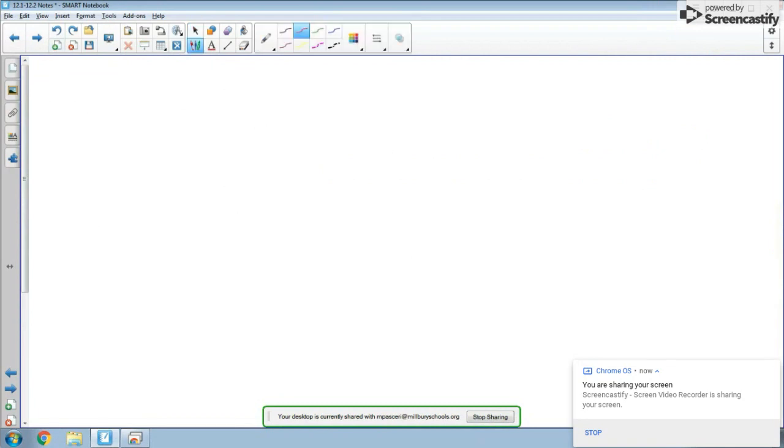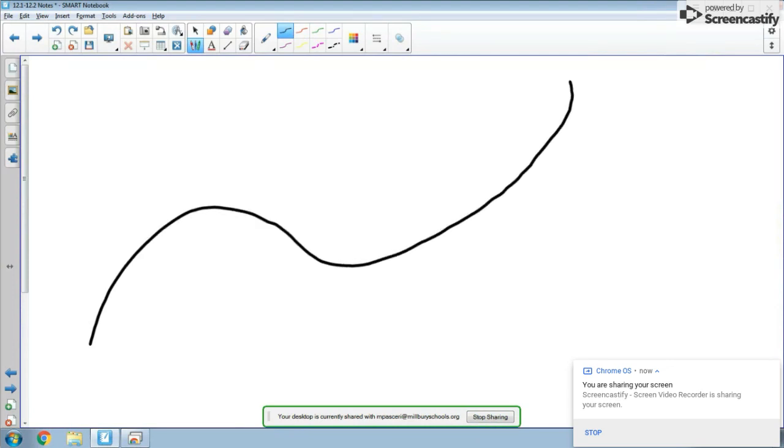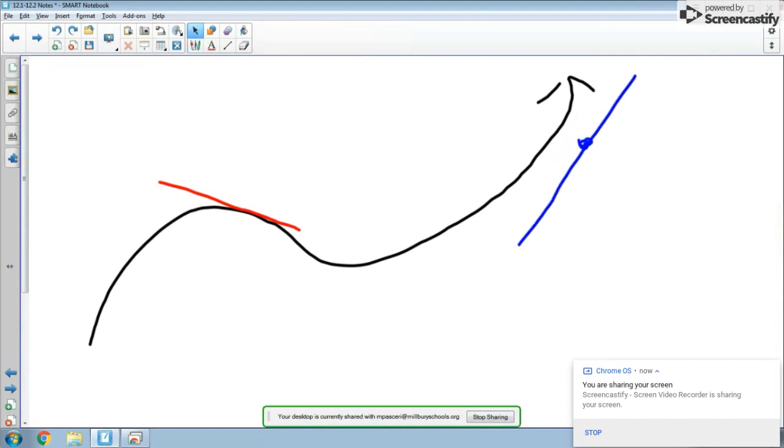So, if you were to look at something like this curve right here, and you were to draw a tangent here, and you were to draw a tangent here, and let's say that's touching there, what that basically is telling you is the slope of that graph at that point.